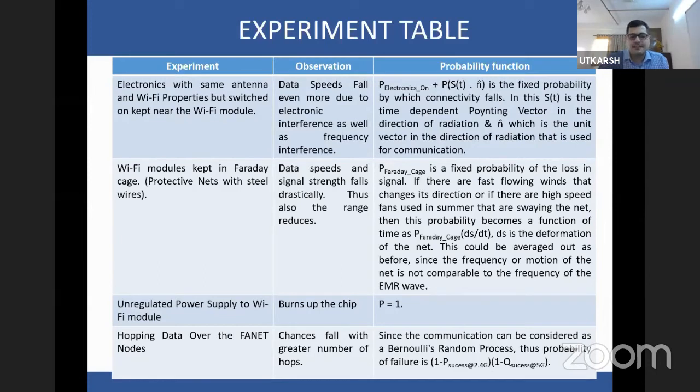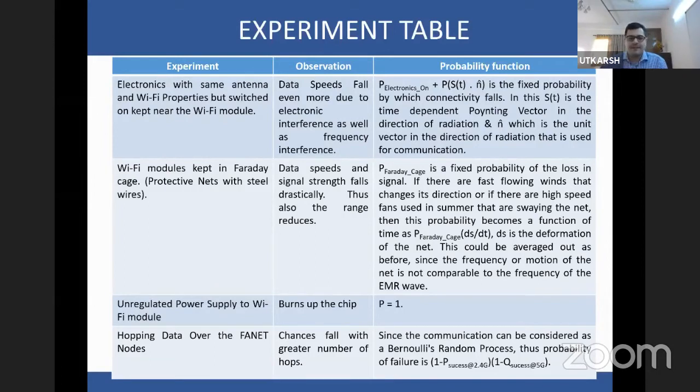Okay. The next experiment we did was with the Wi-Fi modules kept in a Faraday cage. It is usually seen that people on the ground and at ground stations try to keep small nettings around them to be safe from flying UAVs if they fall. So there are multiple fences around the area to safeguard from the flying UAVs. In that case, data speeds and signal strength fall drastically. Thus, the range also reduces. So P Faraday cage, another probability, is a fixed probability of the loss in signal.